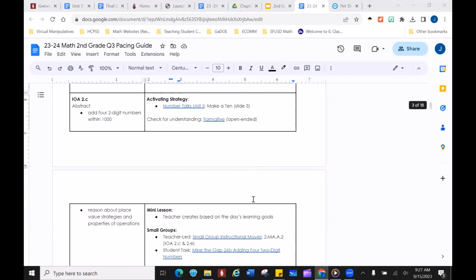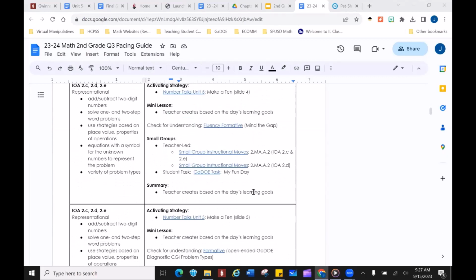After adding 4 two-digit numbers, we will revisit IOAs 2C, 2D, and 2E. Students will continue to use multiple strategies to solve addition and subtraction word problems within 1,000. Students will solve 1- and 2-step word problems using drawings and equations with a symbol for the unknown to represent the problem for a suggested 2 days. Teachers should keep in mind all 2-step word problems should be within 100.